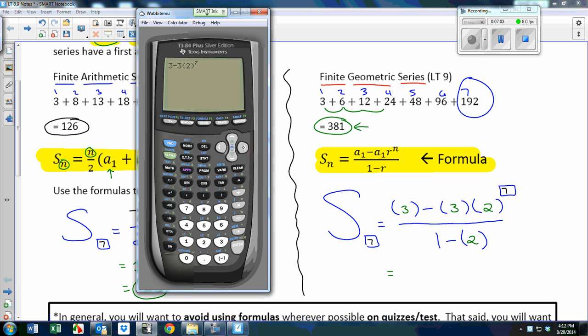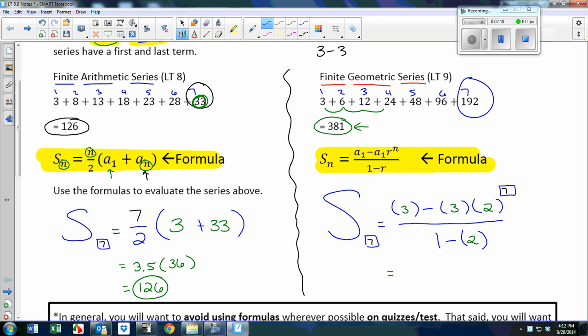I'm going to show you the wrong way first, because you might be tempted to hit divided by 1 minus 2, and that is not correct. Obviously, that's not 381. There are 2 things wrong with this. One, and I'm going to have to write this on the page behind us: 3 minus 3 times 2 to the 7th divided by 1 minus 2. The first thing that's wrong with it is unless you put parentheses around all of that, then when you're dividing by 1, it's only going to take 3 times 2 to the 7th and divide it by 1.